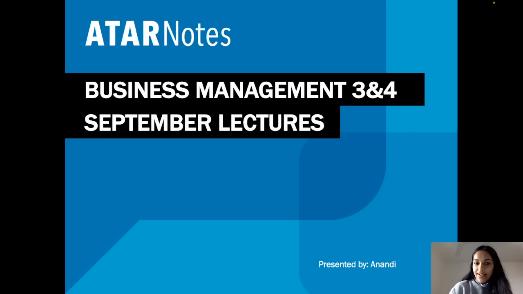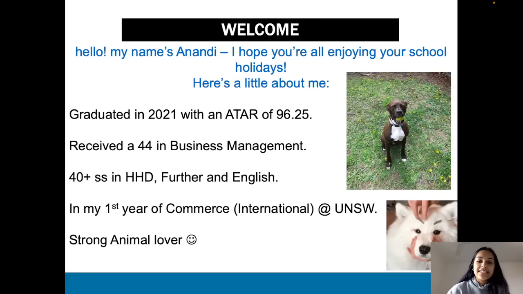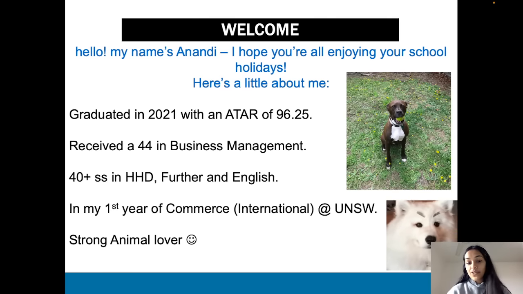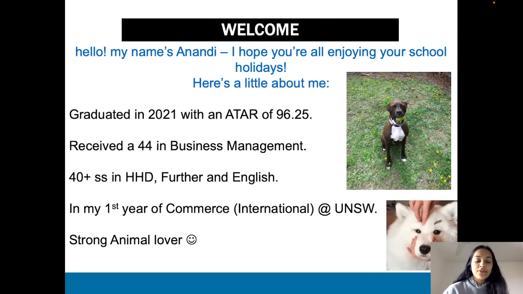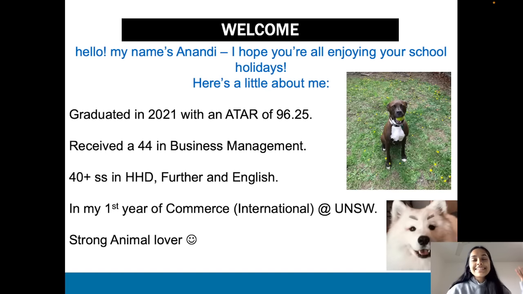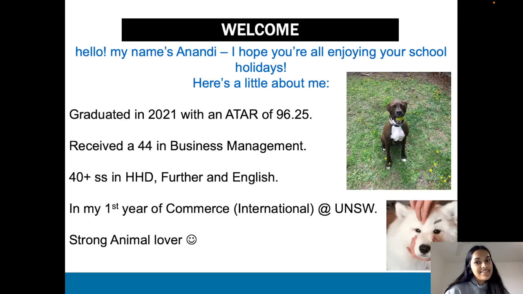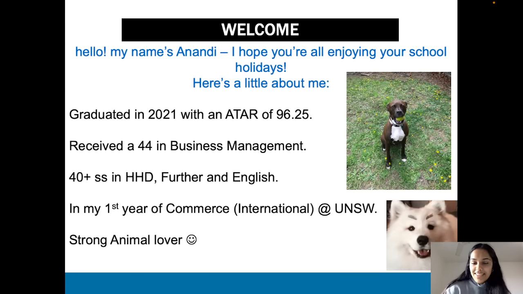All right, so we are heading into the Business Management 3-4 lectures for today. I'm Anandi, and just a bit about myself. I graduated in 2021 and I got an ATAR of 96.25. I got a 44 in business management and above 40 study scores in health and human development, further, and English. I'm currently in my first year of studying Commerce International at UNSW. That's been a great experience. It's been very fun, I have learned a lot and I love what I'm doing. I'm very businessy, but I'm also a very strong animal lover. As you can see on my screen, that's my dog. His name is Prince and he's an absolute menace, but he's a very big cutie and I love him very much. So very strong animal lover, very strong dog lover. That's a bit about me.